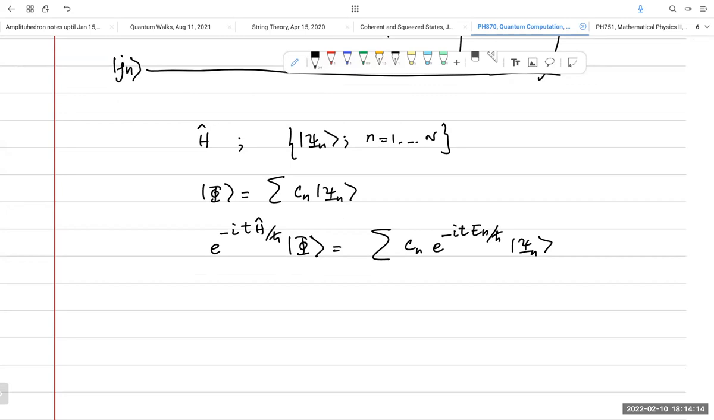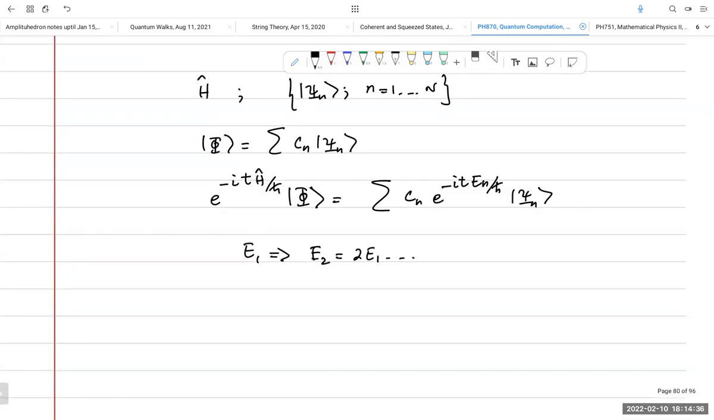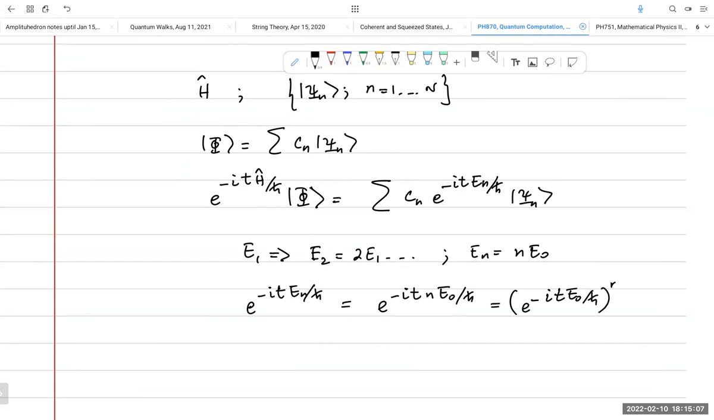Let's say that our eigenvalues are equally spaced, just for the sake of the discussion. So that means your smallest eigenvalue is, let's say, E1, and then E2 is equal to 2E1 and so on. Let's look at this phase factor for a particular value of En. So En can be written as n times E0. So this becomes e to the minus i t n E0 by h bar, which can be written as exponent of minus i t E0 by h bar, to the power n.